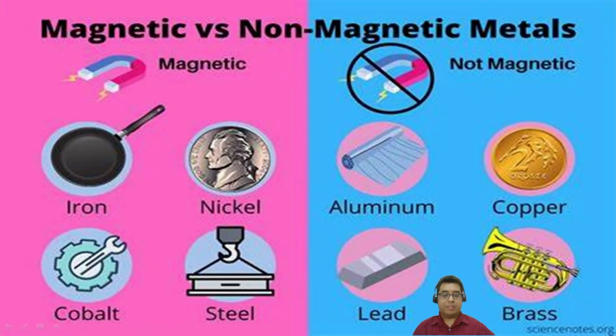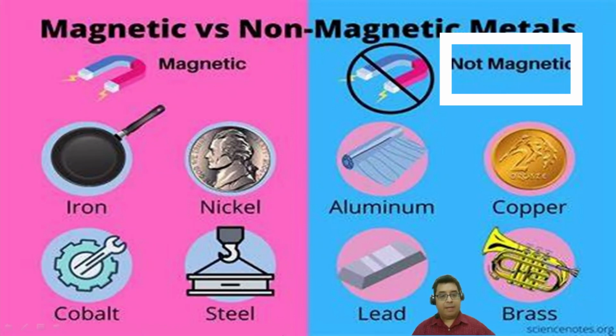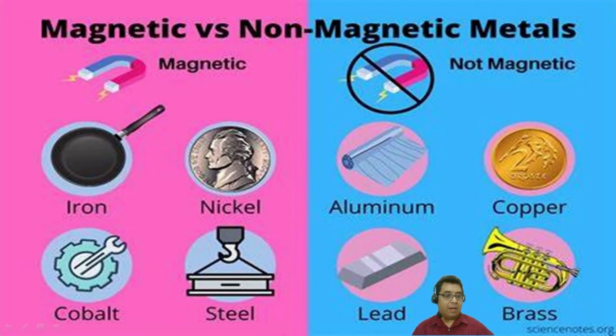Before we do this, I have some examples of items that are magnetic and non-magnetic. For magnetic, we got things like iron, nickel, cobalt, and steel. For non-magnetic, we got things like aluminum, copper, lead, and brass. Now, there's a whole lot more than these, obviously. And if you would like to share some of those, drop them in the comments down below.